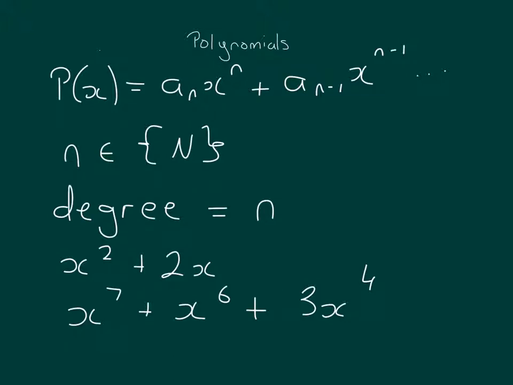Another term we need to remember is the word monic. Now monic means when the first term has a coefficient of 1. So if you look back here at these two polynomials on the left at the bottom, x squared plus 2x and x to the power of 7 plus x to the power of 6 plus 3x to the power of 4, you can see that the first term in each case has a coefficient of 1. So these ones would be known as monic polynomials.